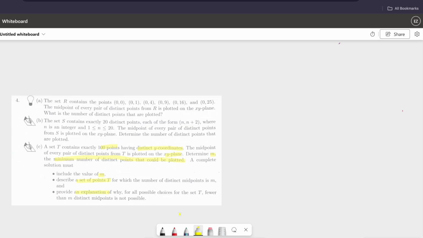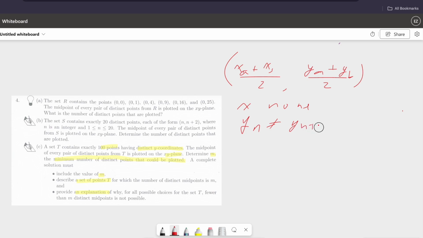So, first of all, based on this, write down the general formula for the midpoint: (xa plus xb over 2, ya plus yb over 2). The restriction for x is none, and for y, yn should be different from yn plus 1.